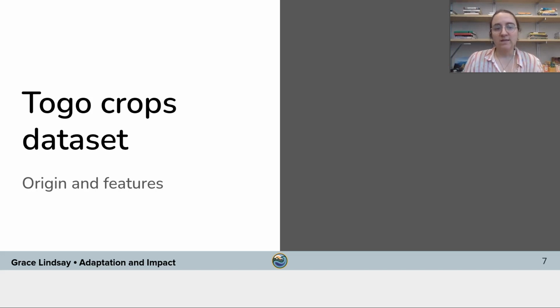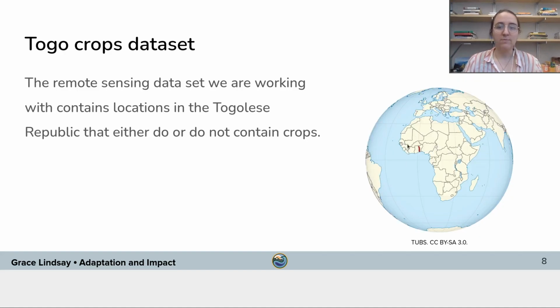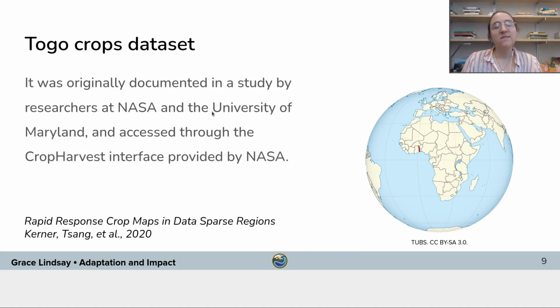The particular data set that we're working with comes from Togo. This is a country in Africa, the Togolese Republic, and the data set that we have has, for each location, information from the Sentinel-2 satellite, along with information about crops that could be in that region. This data set was originally documented in a study that was carried out by NASA and researchers at the University of Maryland. The data for this tutorial was accessed through the Crop Harvest interface that's provided by NASA. This is an interface where you can get access to many different remote sensing crop data sets.